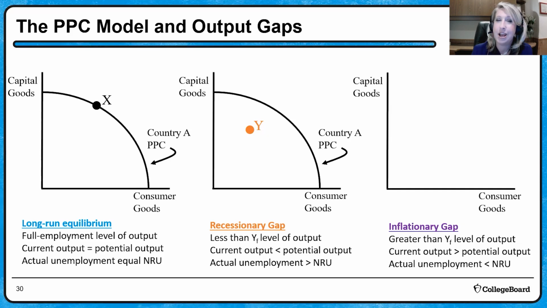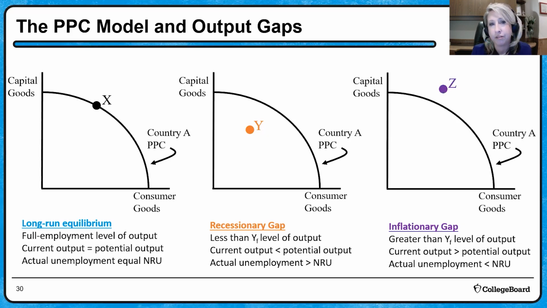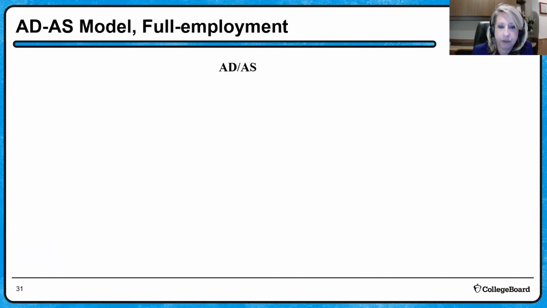And you guessed it. If we're producing in an inflationary gap, that means we're producing beyond full employment levels of output, and we show that with a point outside the PPC. So that's it. That's how we use our PPC to show an output gap. Now, let's look at our ADAS model and showing full employment versus output gaps.